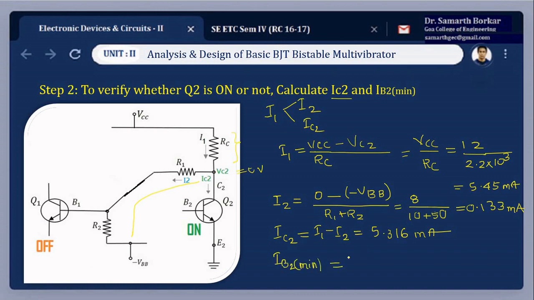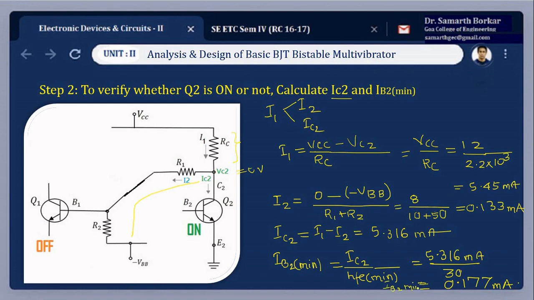Okay, now we have to calculate the value of IB2 minimum. This IB2 minimum is a function of the collector current, and since we are dealing with transistor Q2 here, it is IC2 divided by hFE minimum. IC2 is 5.316 milliamperes and hFE minimum is 30 from the problem statement. So the final value of IB2 minimum is 0.177 milliamperes.